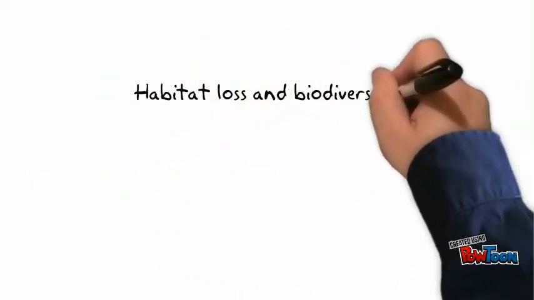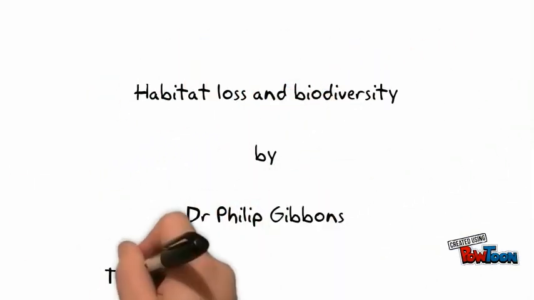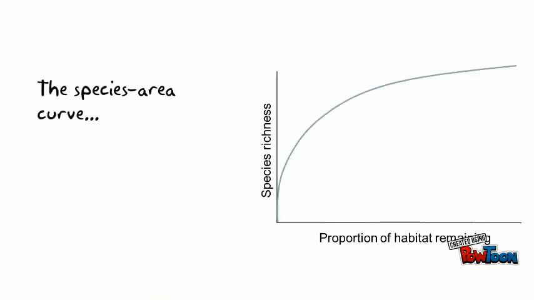Habitat loss and biodiversity. The species area curve describes the relationship between species richness, which is the number of species, and habitat loss.